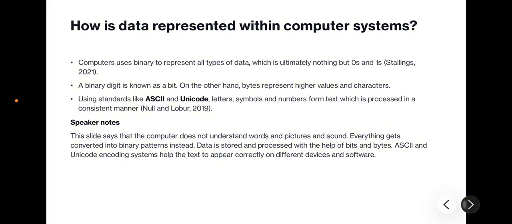So this slide says that the computer does not understand words, pictures, and sounds. Everything gets converted into binary patterns instead. Data is stored and processed with the help of bits and bytes. ASCII and Unicode encoding systems help the text to appear correctly on different devices and software.